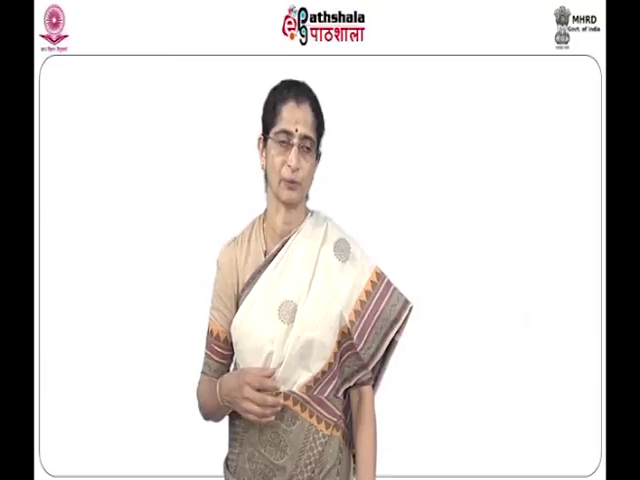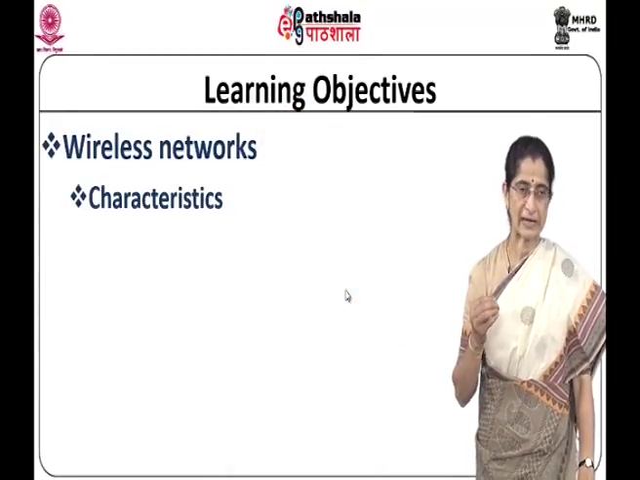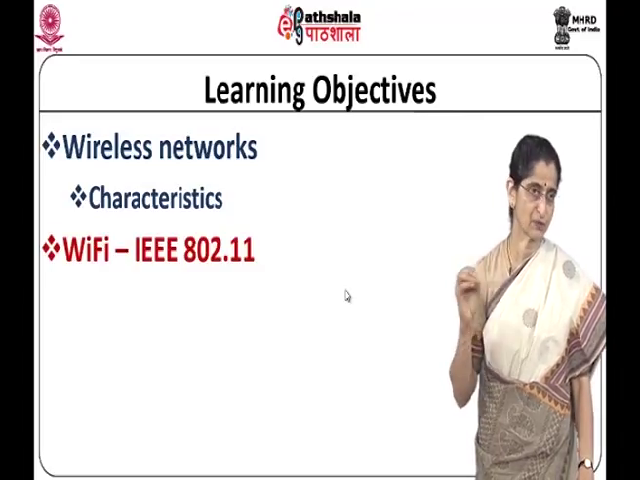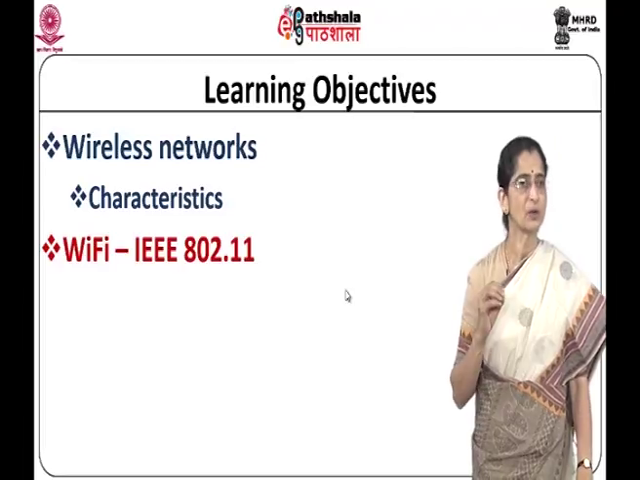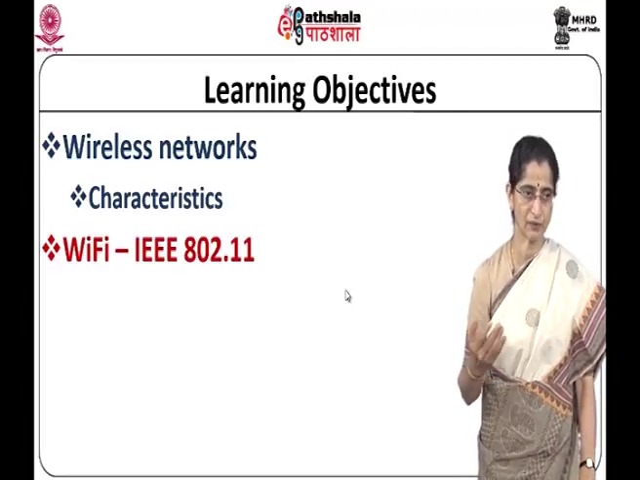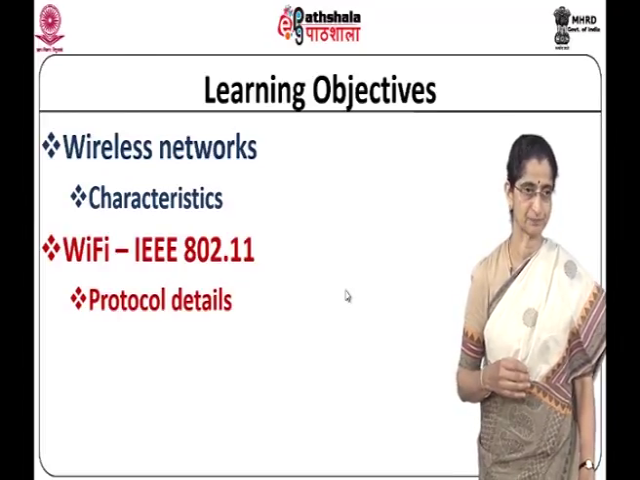So, definitely there is a necessity to learn and to know how these are integrated into the wired network, into the network as a whole. To start with, we will take a look at the different characteristics of wireless networks, and then we will look at some of the standards for wireless networks. In this module, we will cover Wi-Fi, which is the wireless LAN standard, which goes by the name of IEEE 802.11. We will look at the details of that particular protocol.